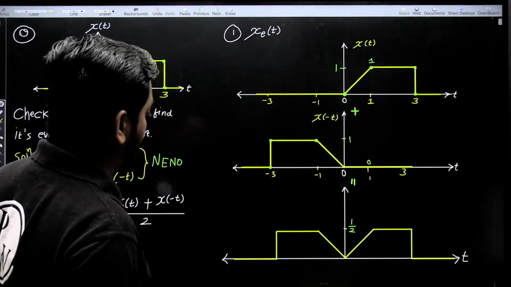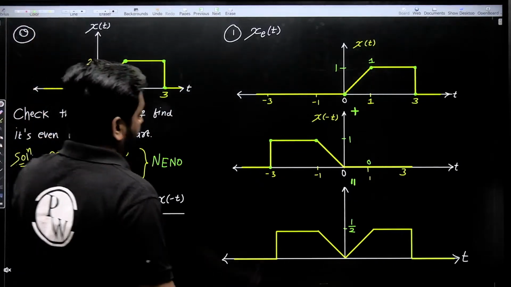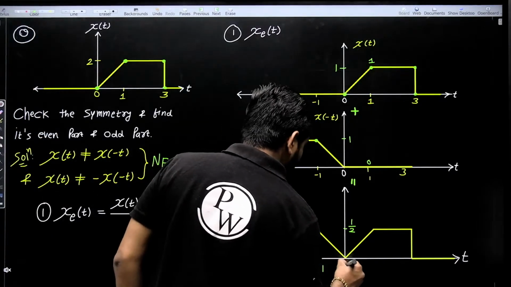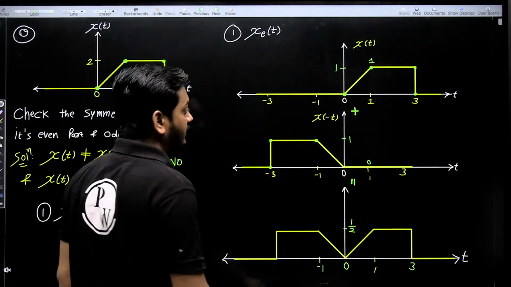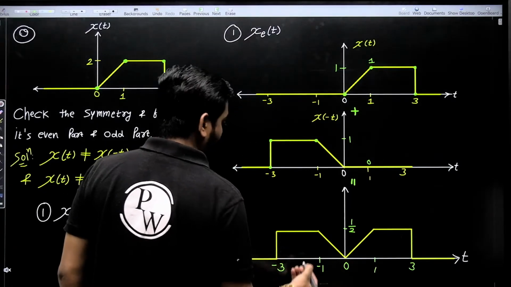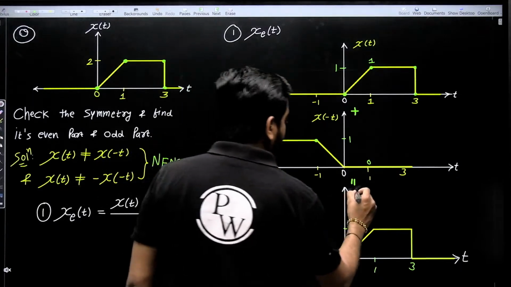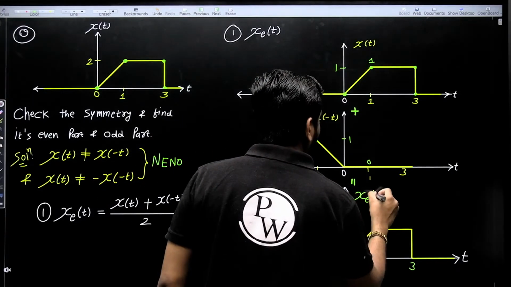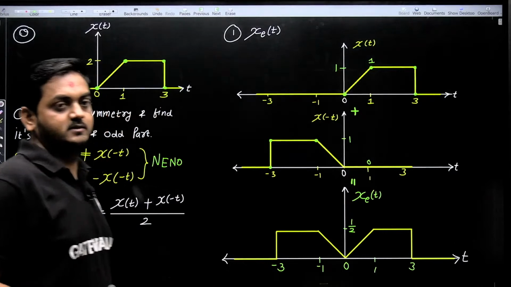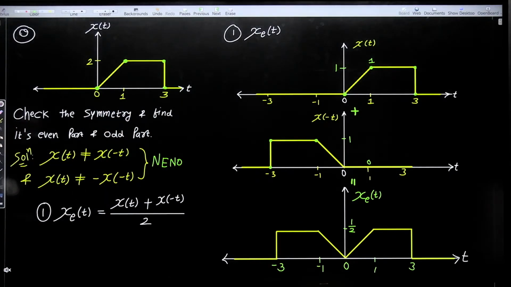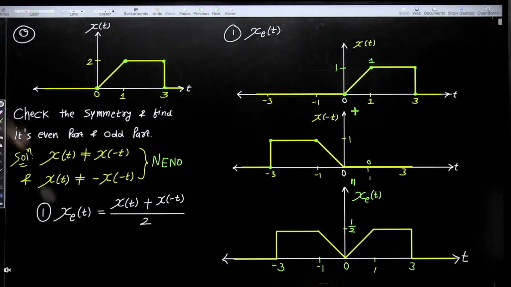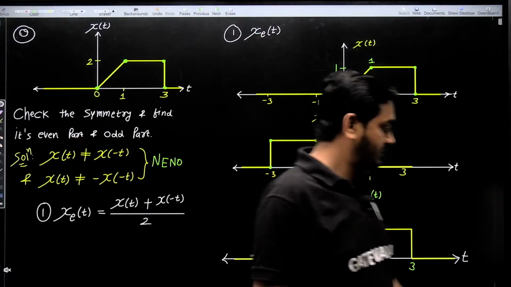So this is the given signal, with points at minus 3, minus 1, 0, 1, 3. Okay, the even part. One part of the given signal. Fine. In this way, we can find the even part. Okay, clear?